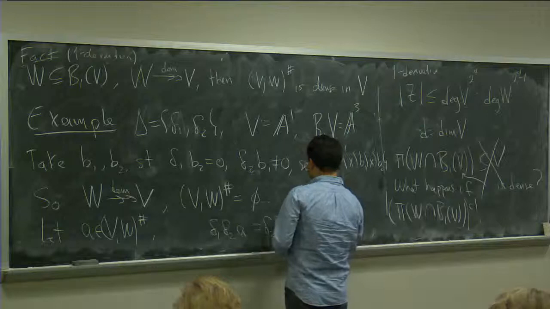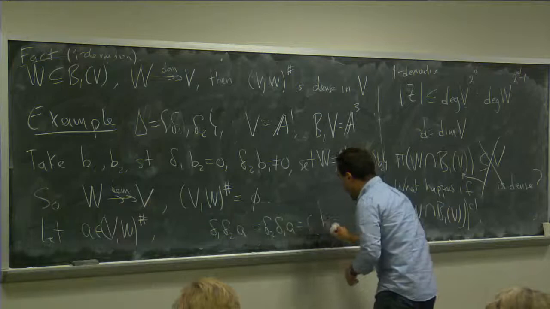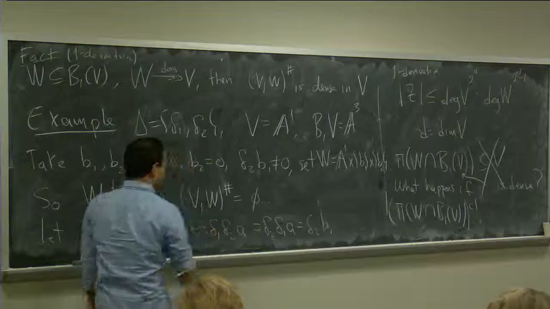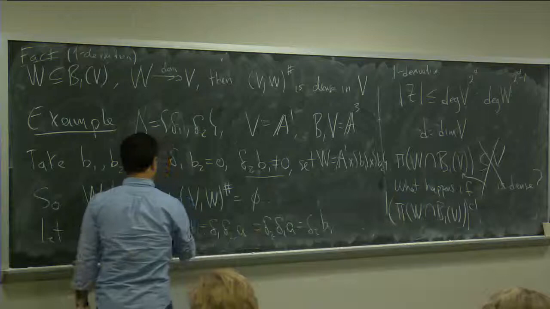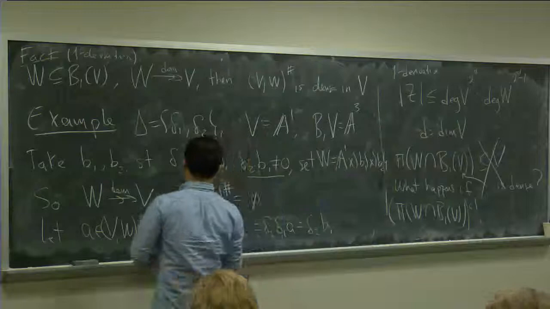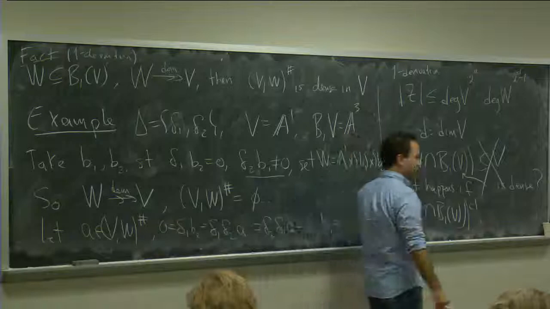Delta 1 of A will be B1, and delta 2 of A will be B2. Okay? So delta 2 of A is B2 and delta 1 of A is B1. But delta 1 of B2, I chose it to be non-zero, and the other one, delta 2 of B1, oh, sorry, I think I need it backwards. This is zero, and the other one is not zero. Okay. I mean, this is just a build-up example.